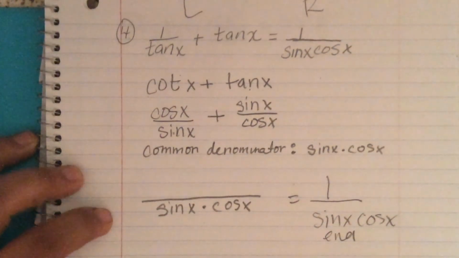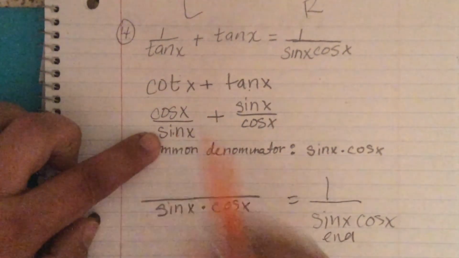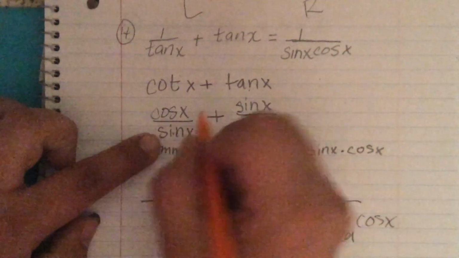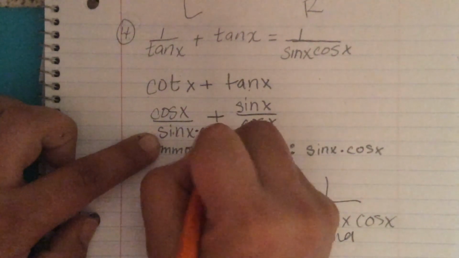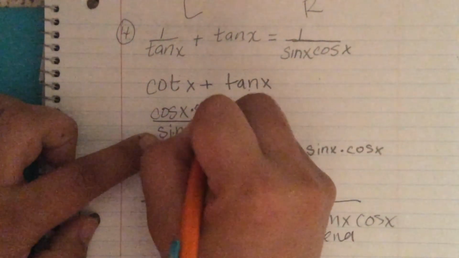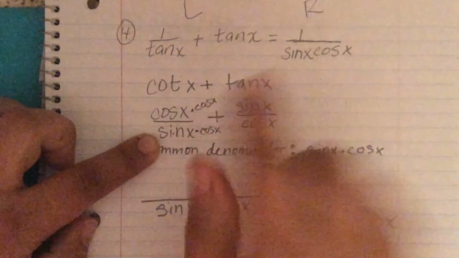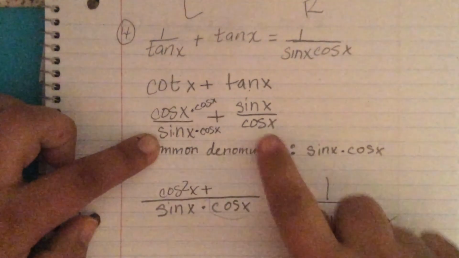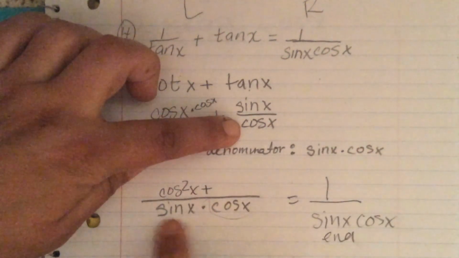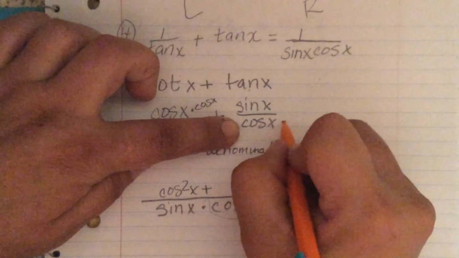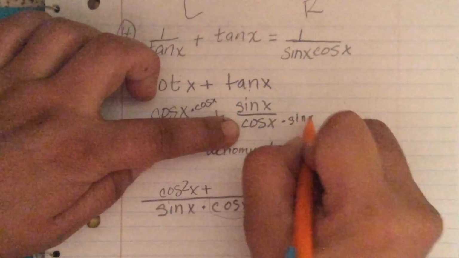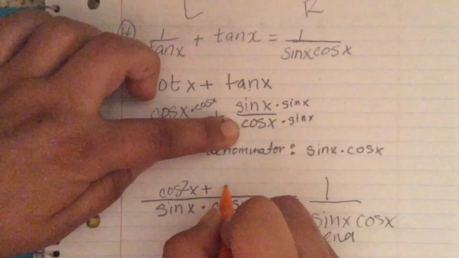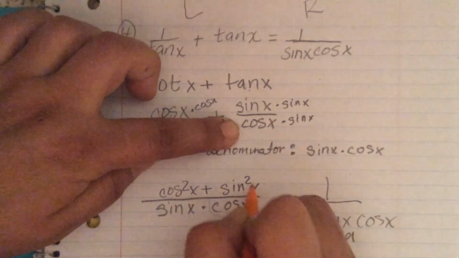Okay. So now, what's missing from the sine of x to look like the sine of x cosine of x? Well, I'm missing the cosine, so I need to multiply the top and bottom by the cosine of x. So cosine times cosine is going to be cosine squared of x, plus what's missing from the cosine to look like the sine cosine? Well, this one's missing the sine. So then sine times the sine is sine squared of x.